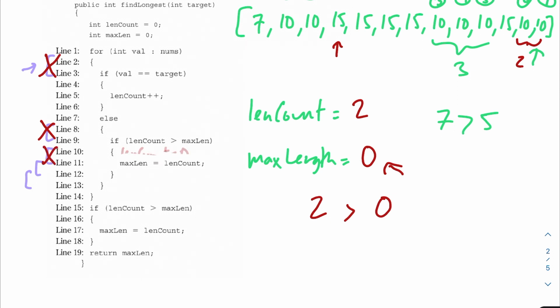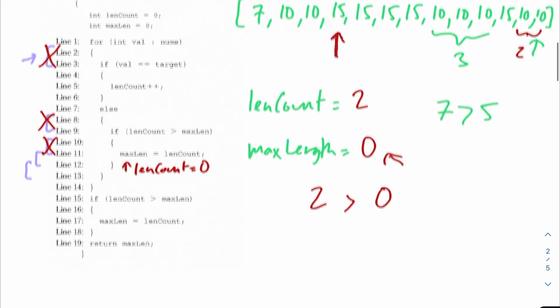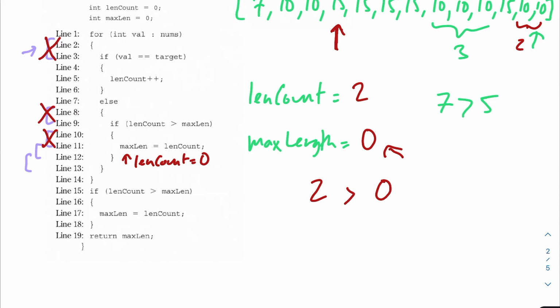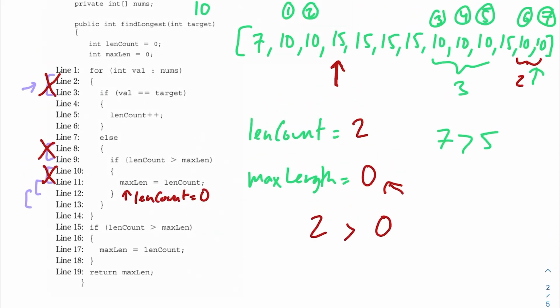The next one is between lines 11 and 12. That would be right after we set our max length equal to our len count. So right here. This is good for if our len count had been greater than our max length. Say, for example, we set our max length. We compared, is 2 greater than 0? Yes, it is. So we execute this line of code, we update our max length to be 2, and then we update our len count to be 0 to start over at 0 so that we can count those consecutive blocks.